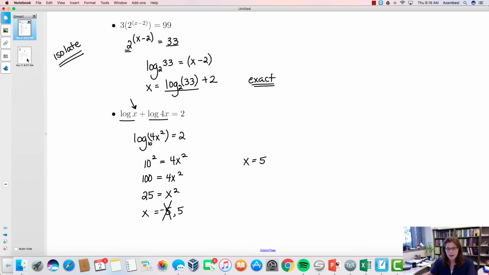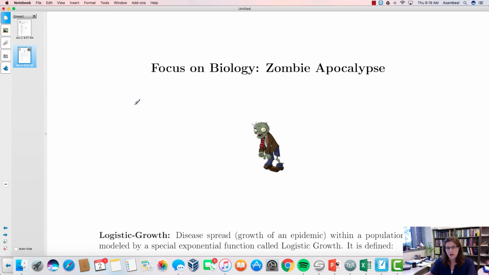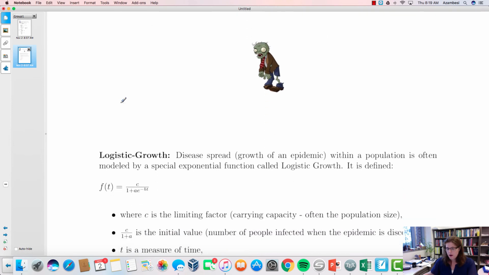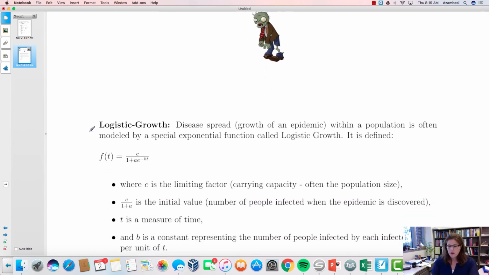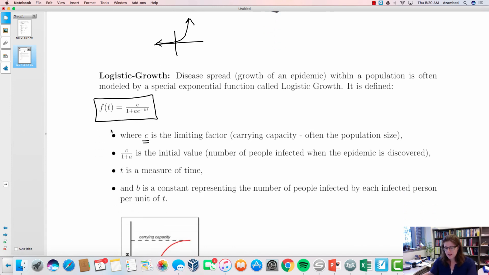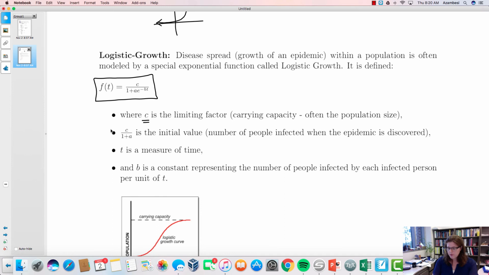Now today and tomorrow in lab, you're going to be working on a focus on biology, which is the zombie apocalypse, and it works with a special exponential model called the logistic growth model. Now if you are looking at this particular function here, this is our logistic growth model. C is called the limiting factor, so it's as big as this function can possibly grow. Unlike a regular exponential function that can grow forever and ever, this logistic growth function is limited by a number. So the curve itself looks something like this. It's pretty unique, and it limits on what's called its carrying capacity.